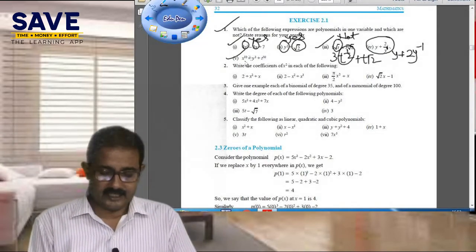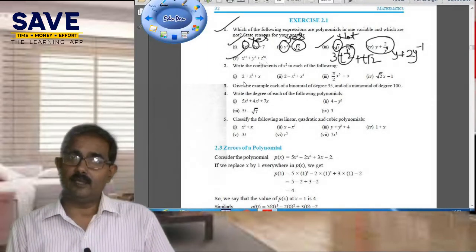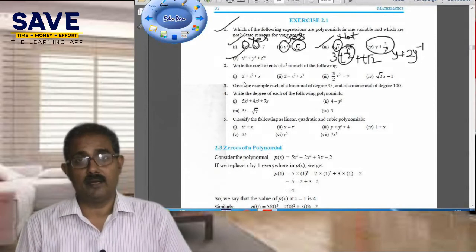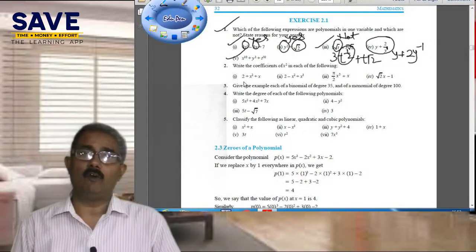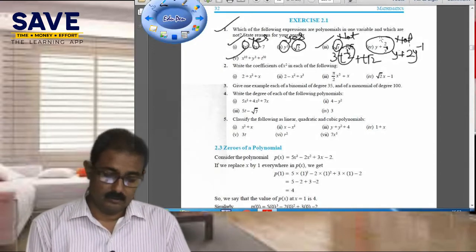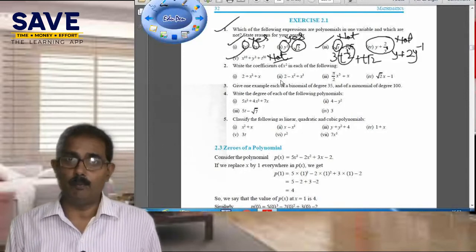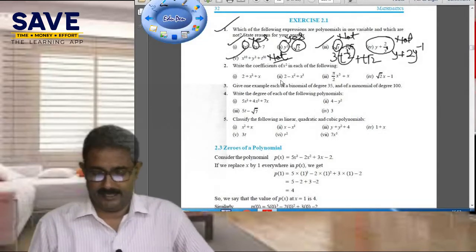Fifth part, x raised to power 10, y raised to power 3, t raised to power 5. The powers of the variables are whole numbers, but it is not a polynomial in one variable. It is a polynomial but not in one variable.